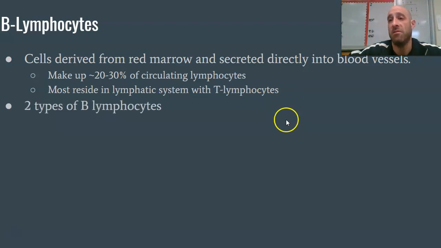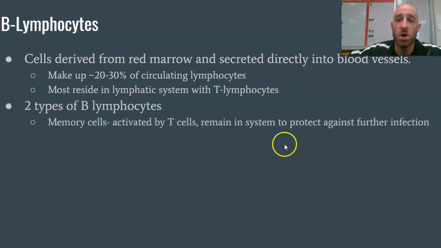There's two types of B lymphocytes. The first one is called a memory cell, and they work just like the memory T cells. They get activated by T cells, I just mentioned that, so the T cells are what give them the information, and then they stay in your system, so the next time you get infected by that same virus or that same bacteria or whatever the pathogen is, those memory cells are already there, and they're ready to start churning out the antibodies to fight off infection.